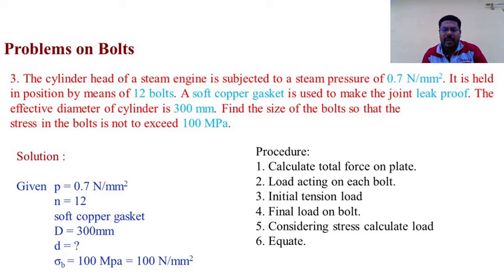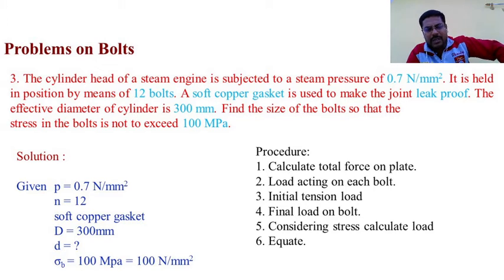The procedure we follow here is to calculate the total force on the plate. First we calculate the force or load acting on each bolt, so each one bolt carries how much load, and then for 12 bolts the total load acting on the overall bolts. Then we find the initial tension of the bolt and the final load on the bolt, considering the stress, using the calculated load and equation 6. So write down the given values in the problem.